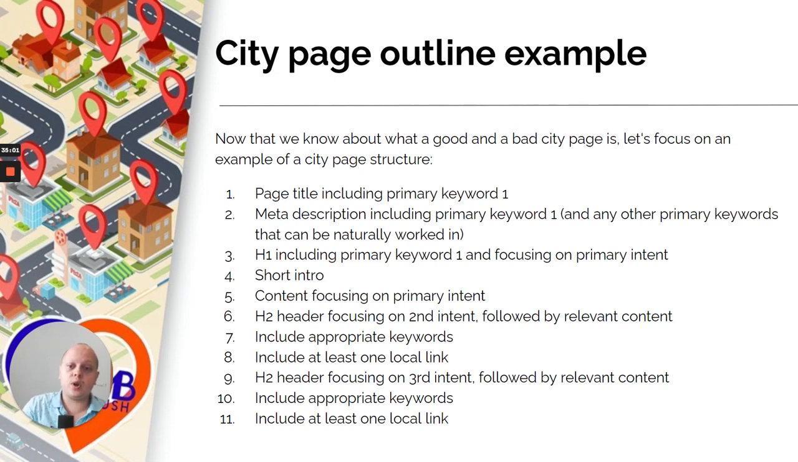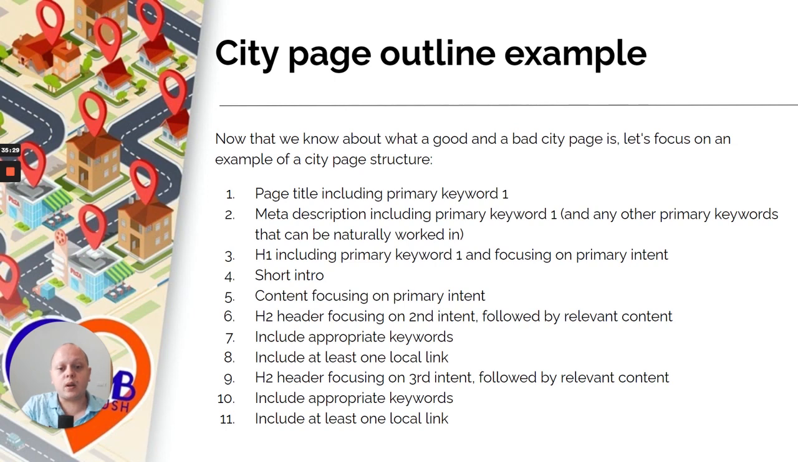First, of course, we start with a title including a primary keyword. Make this an H1. Then we will need a meta description including your primary keyword and of course other keywords that can be naturally worked in. Don't keyword stuff. H1 including primary keyword 1 and focusing on the primary intent. Very important. Then you can write a short intro.